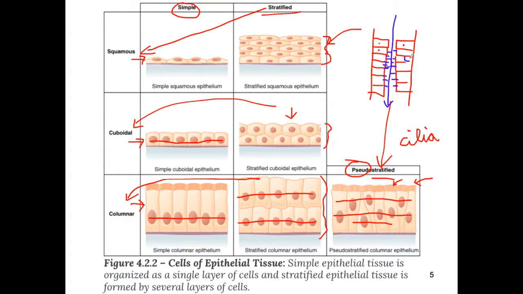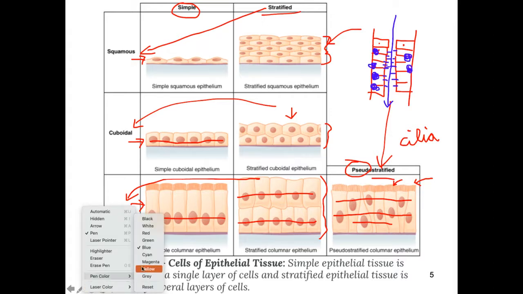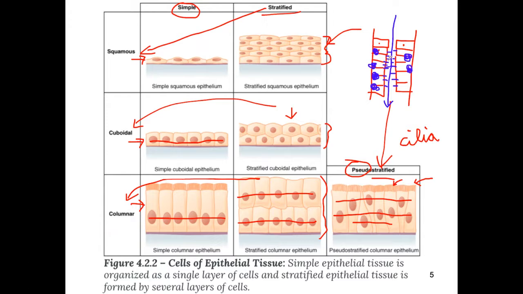And then here, and let's say here, and here, are other cells that are mucus producing. They're called goblet cells. These blue circles are goblet cells. And what those goblet cells do is they secrete mucus. So we're going to make this one, let's say, green. And we're going to put mucus along the cilia here. And mucus, we know, is sticky.